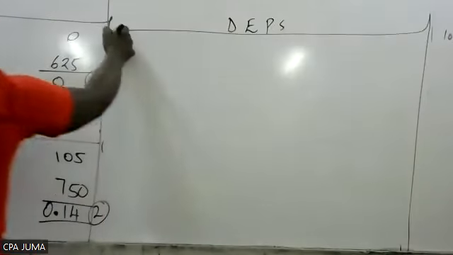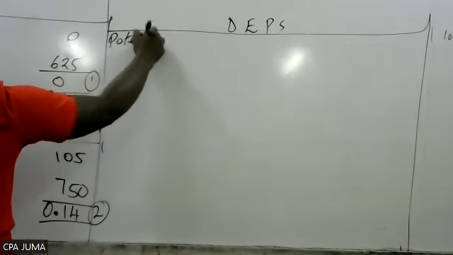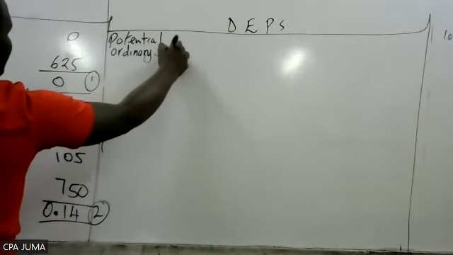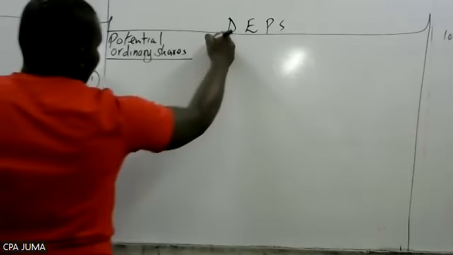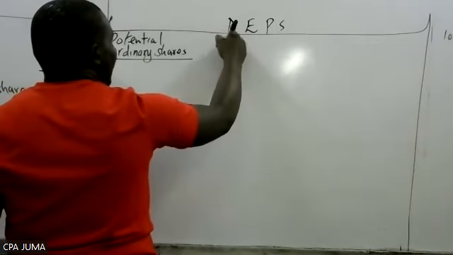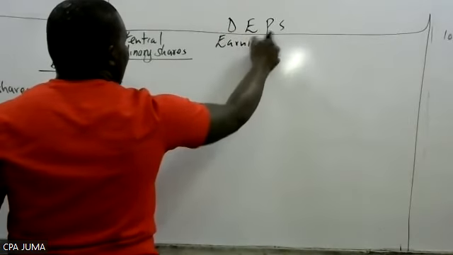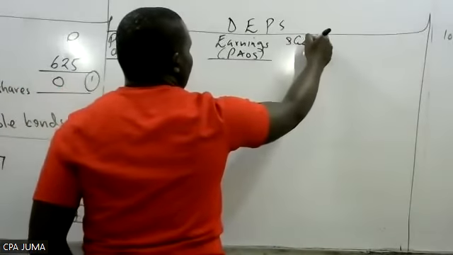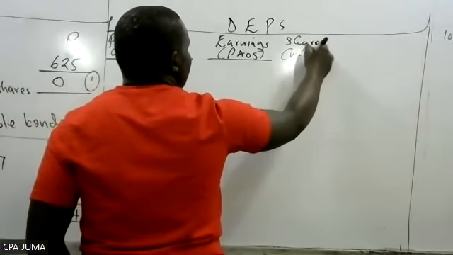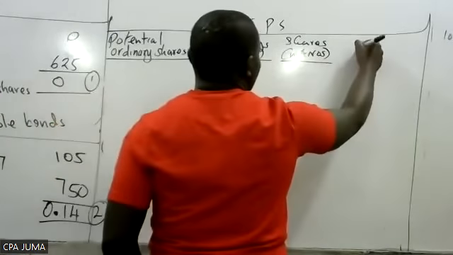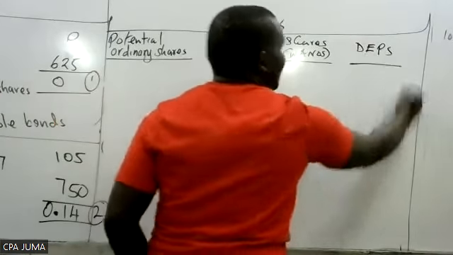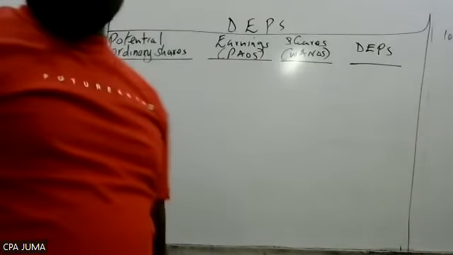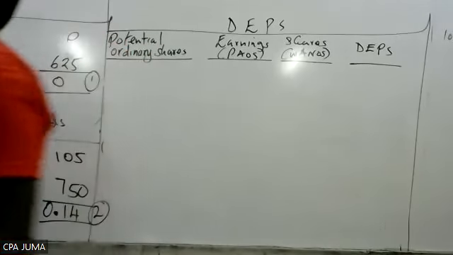So you write here potential ordinary shares. You write here earnings. So earnings is the powers. You write here shares. Shares is the ones. Then DEPS. Like that. Have that arrangement. This is where now you get the diluted earnings per share.